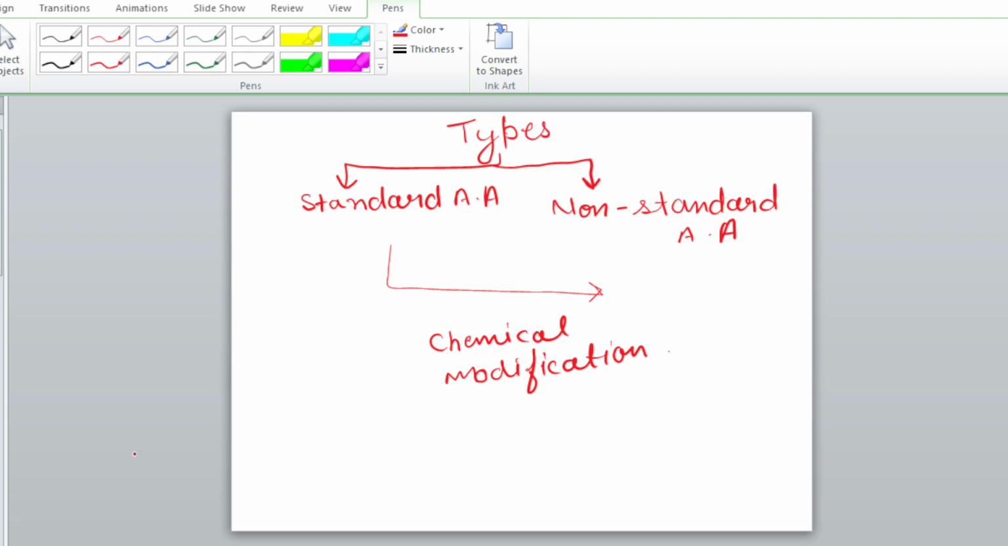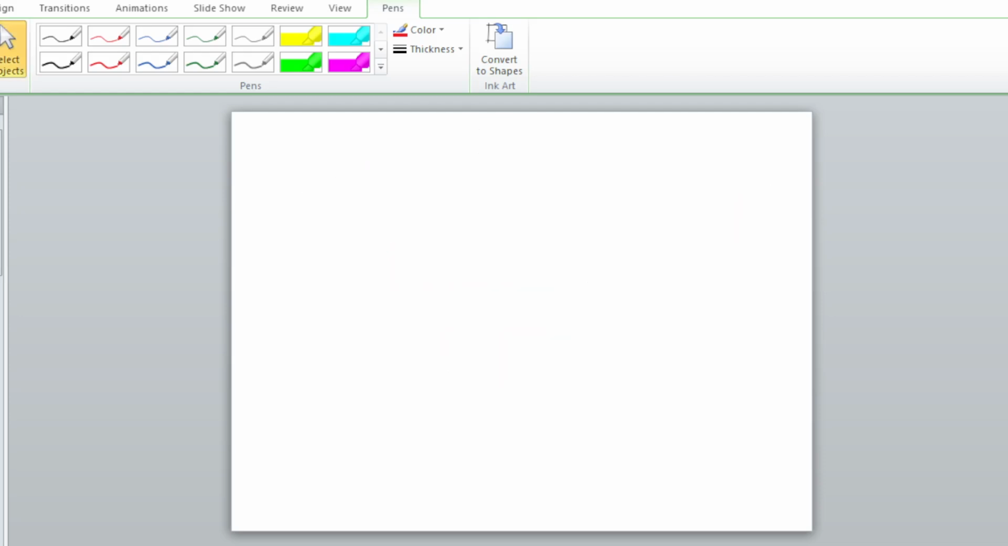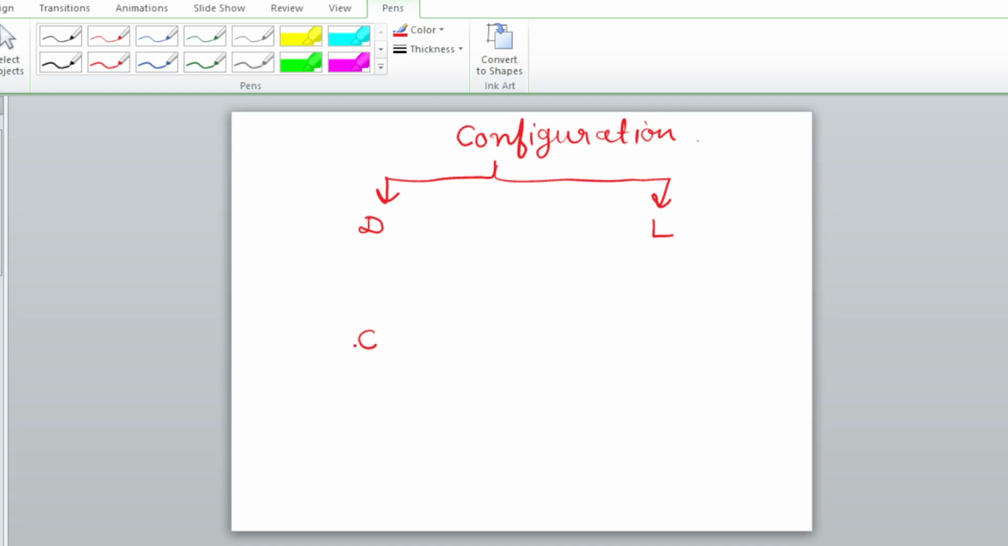Now we are going to learn the configuration of amino acids. There are two types of configuration present in amino acids. The first is the D form and the second is the L form. What is the difference between the D and L forms of amino acid? If we draw the structure of amino acid, in the middle there is C.